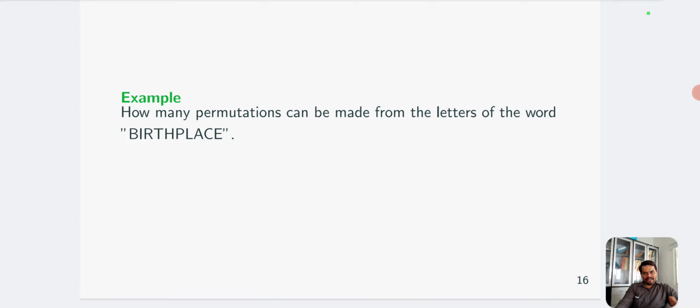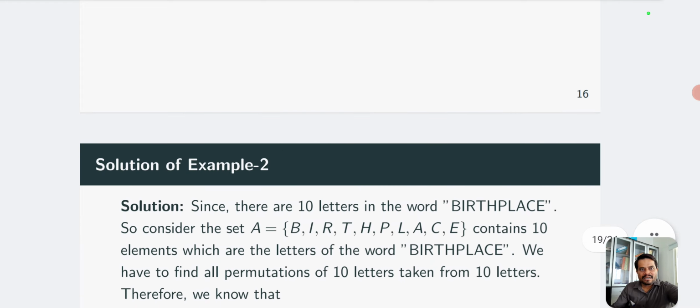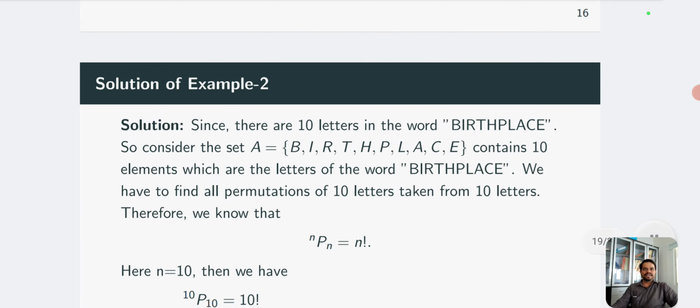Listen carefully, the example is very interesting. How many permutations can be made from the letters of the word birthplace? If you observe, we have to make an arrangement of the letters in this word. How many letters are there in the word birthplace? If you count, there are 10 letters.